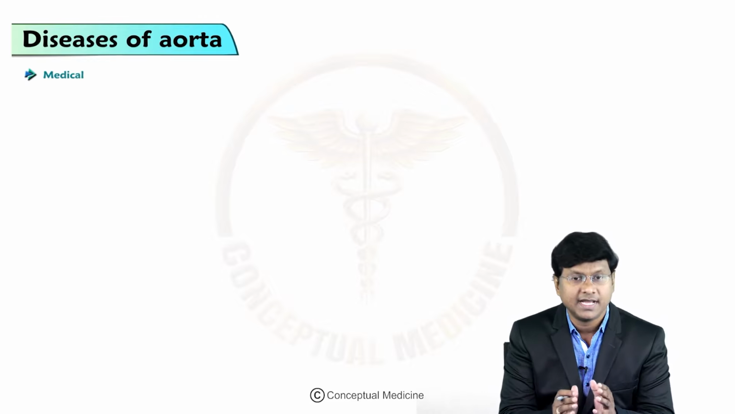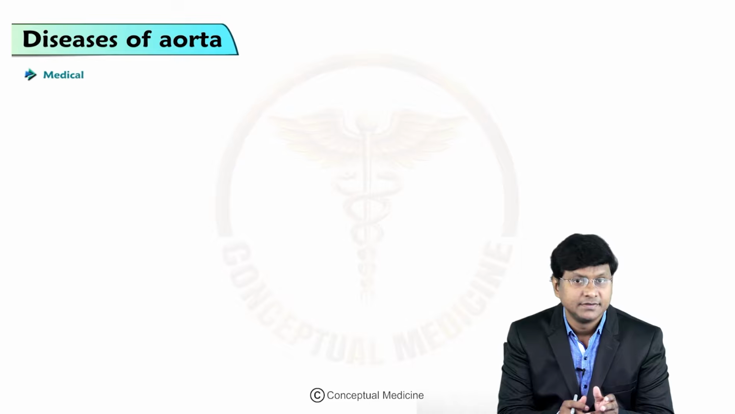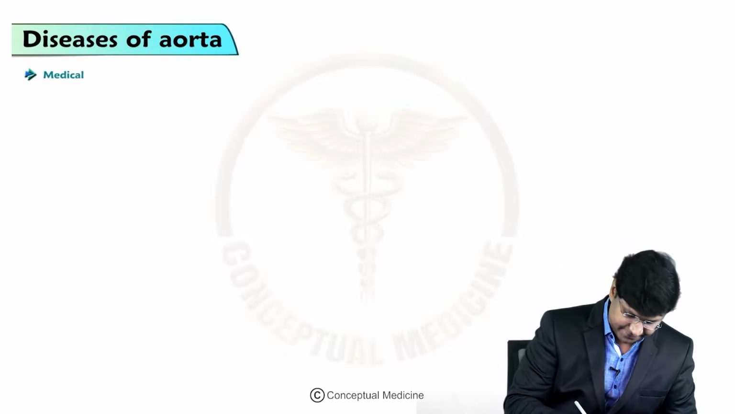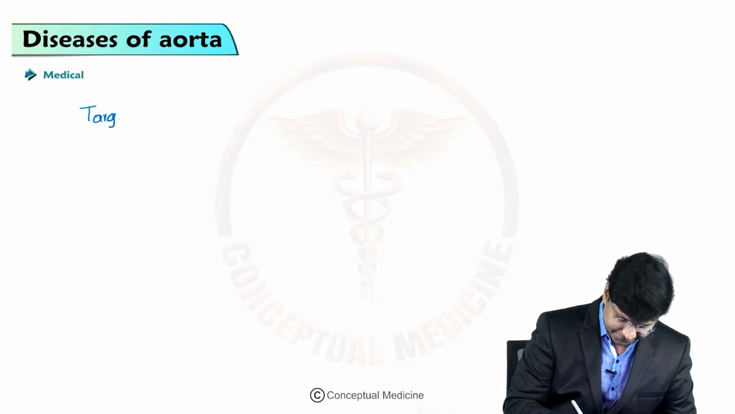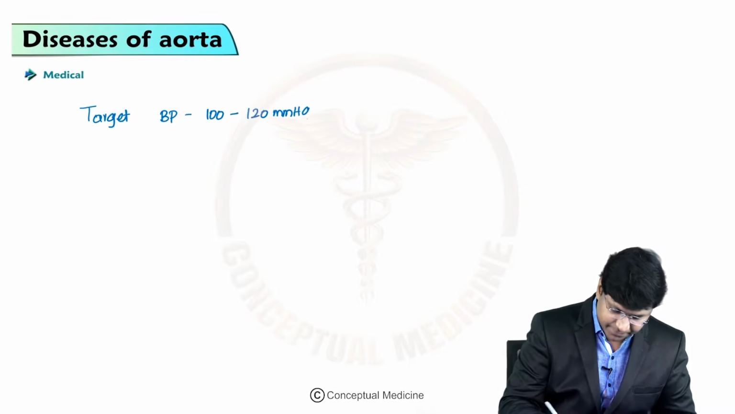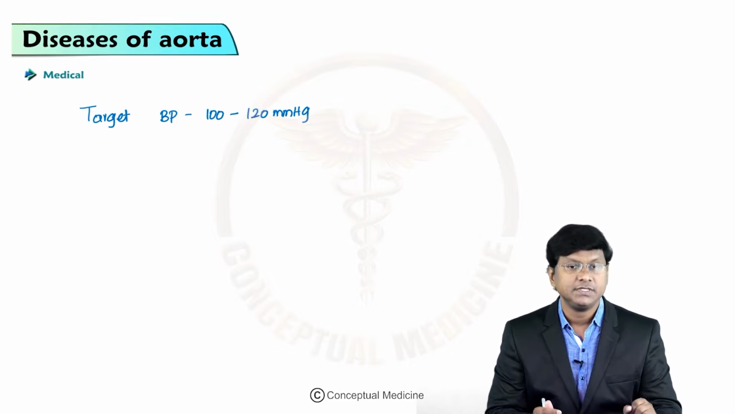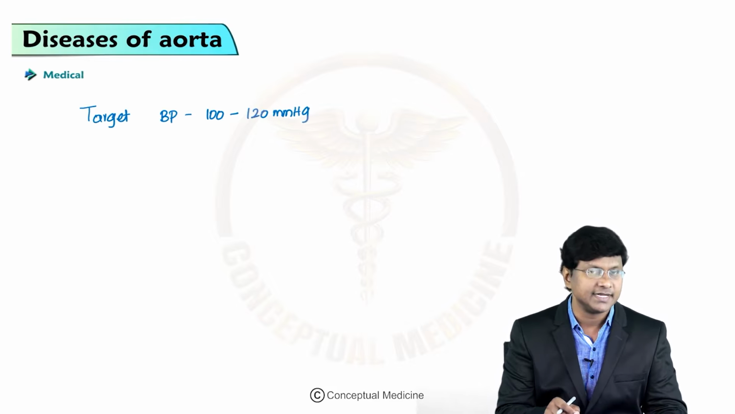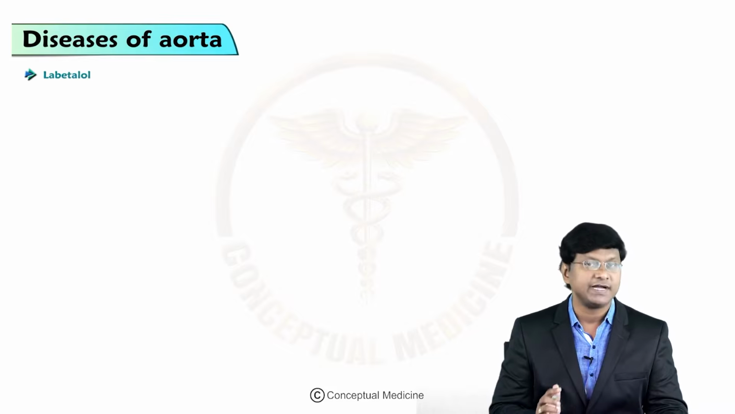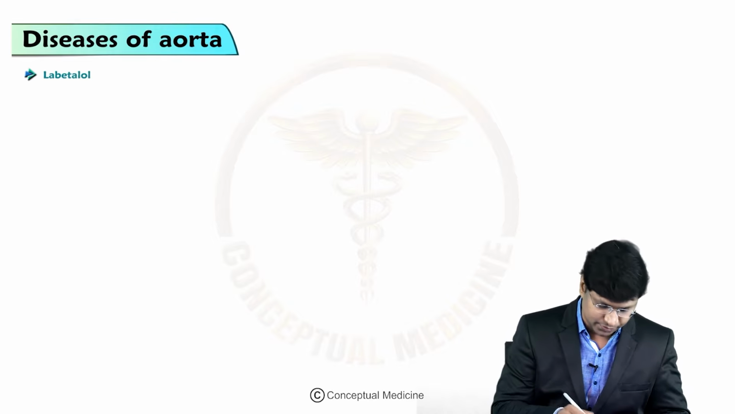So, what is our goal? Aggressive measures have to be taken to lower the blood pressure and the heart rate of the individual. And for that, how much should be the target blood pressure? The target blood pressure should be 100 to 120 millimeters of mercury. That will hamper the progression of the aortic dissection. And for this, the drug I have already told you, what do you have to give? You have to give labetalol. Why? Because labetalol will reduce the blood pressure and the heart rate also.